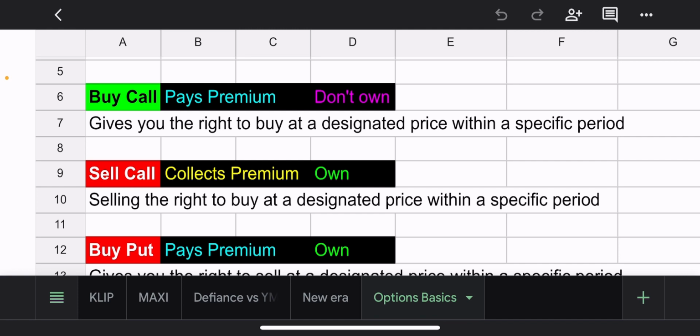I'm selling the right to buy at a designated price within a specific period. The buy call gives you the right. When I'm selling the call, I'm selling that right for someone else to buy my shares at a specific price by a specific period. So for me, when I sell that call, I am not bullish.